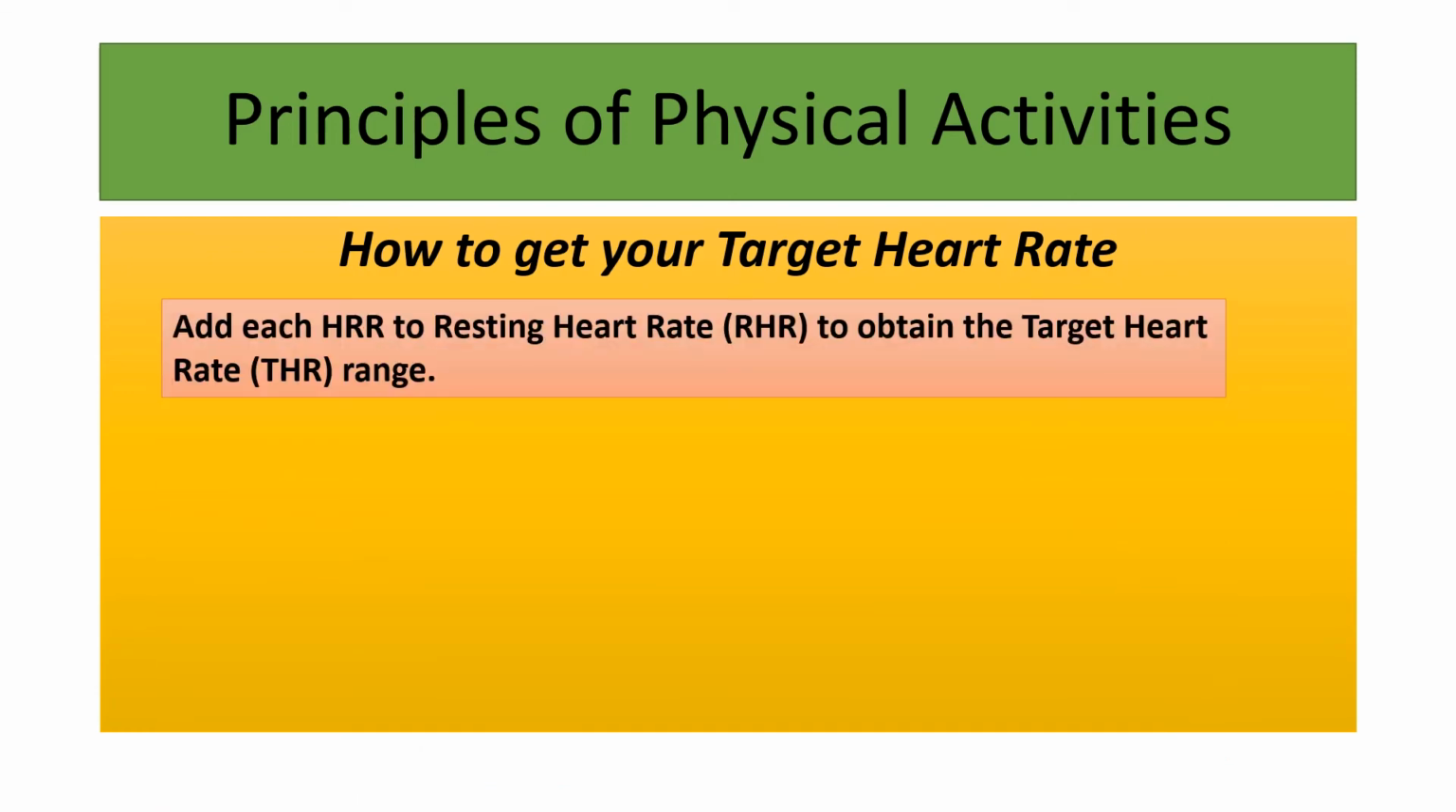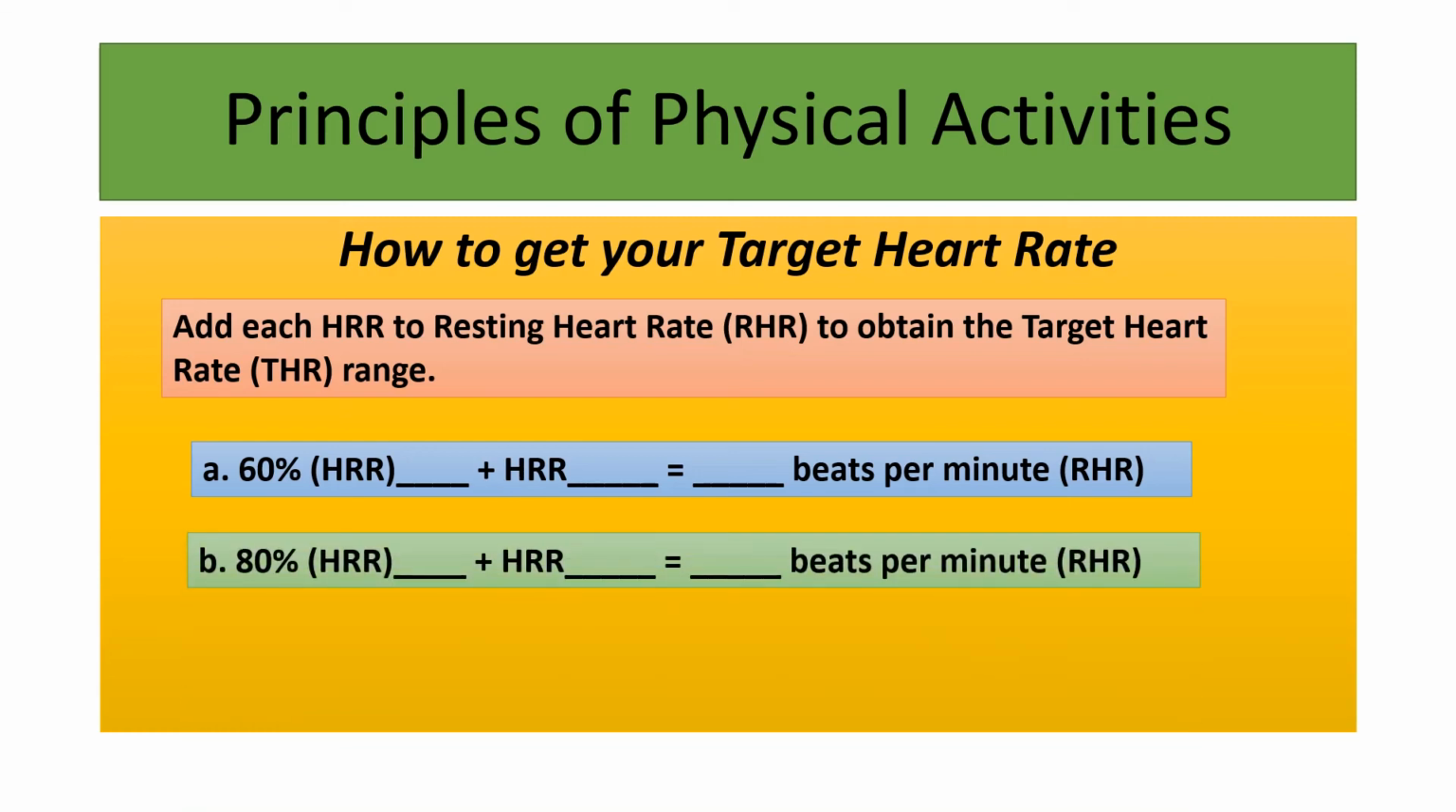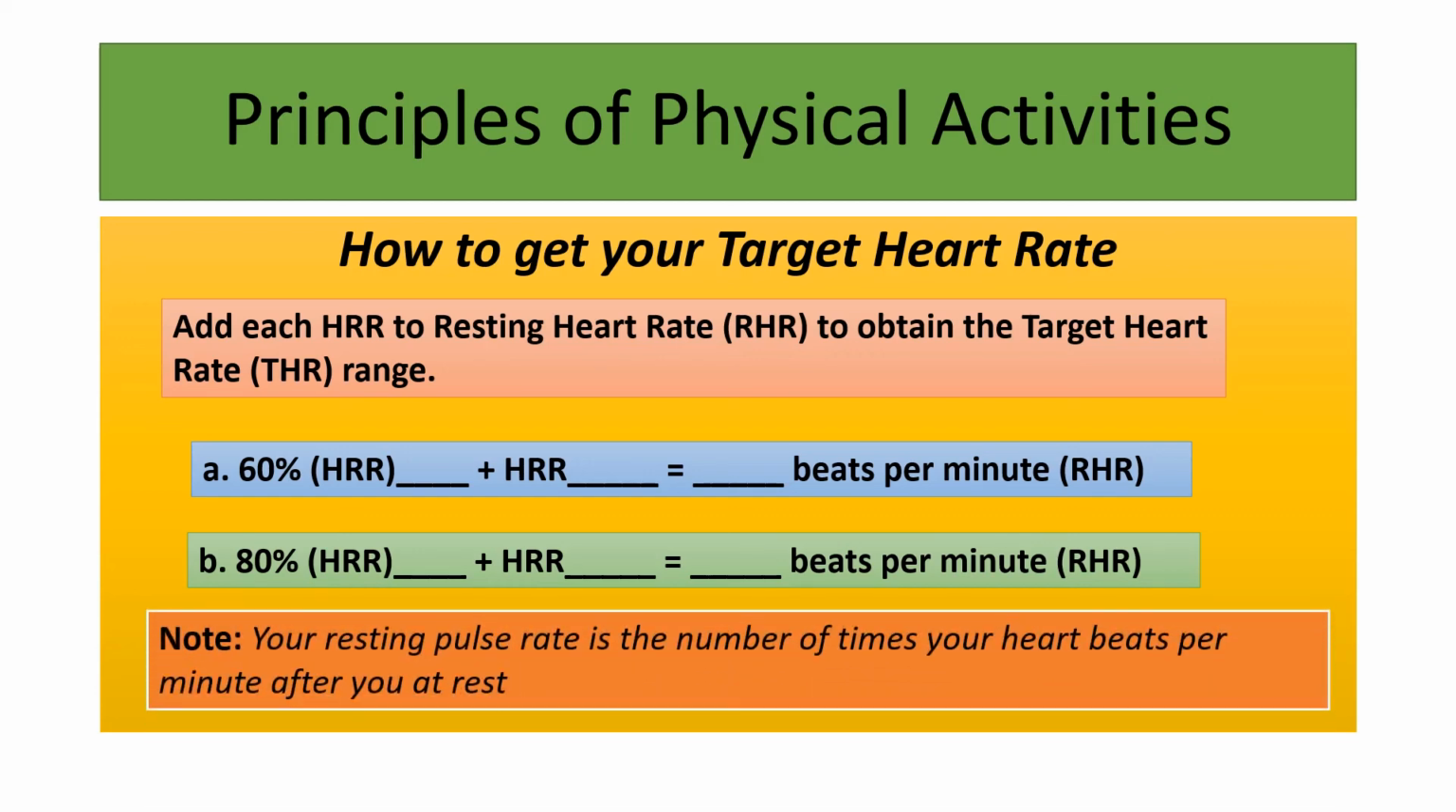Add each HRR to resting heart rate to obtain the target heart rate, or the THR range. So here we are. Letter A, 60% of the HRR plus resting heart rate is equal to the beats per minute. Same as the 80%. Your resting pulse rate is the number of heartbeats per minute when you are at rest. Take note.